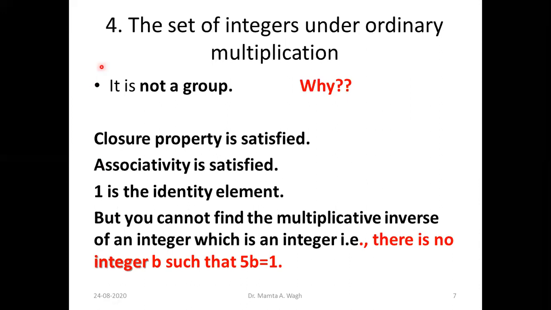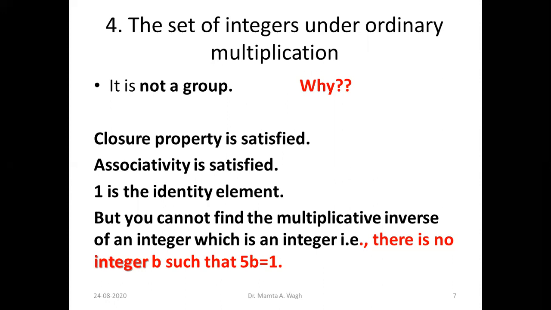Next example is this, the set of integers under ordinary multiplication. Now the operation is multiplication. So we are saying that it is not a group. Why is it not a group? For that we need to check all the properties. Let us see where we are failing. First property is closure. You take any two integers, multiply them, the result will be an integer. That means the operation is closed. So in closure property, there is no problem.